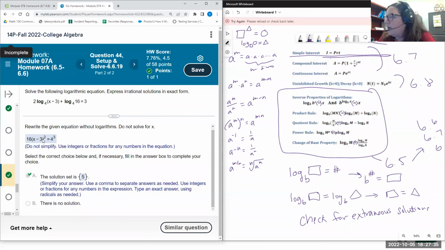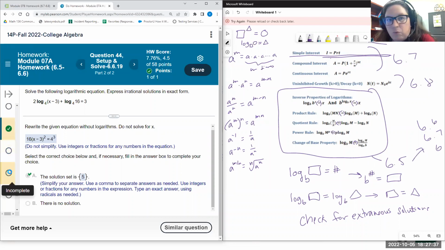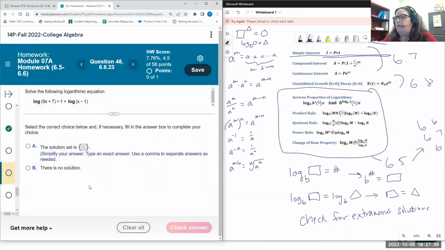All right, so then next I want to look at number 46. So here we have a log on one side, and on the other side we have a number and a log. So there's several different ways I can approach this. One is to get it into that first form, so getting logs on one side, number on the other. So I move this log over.